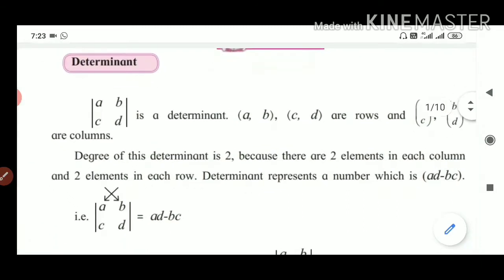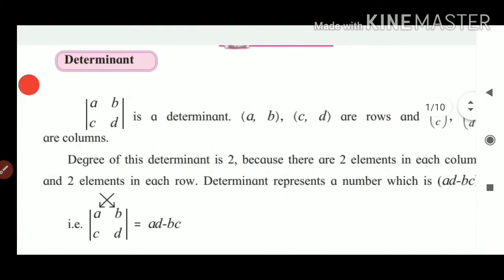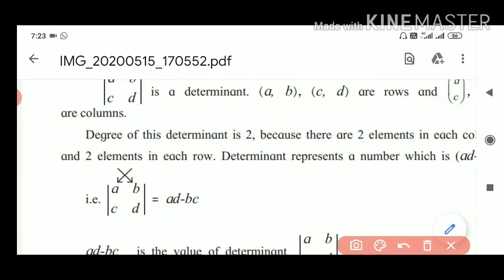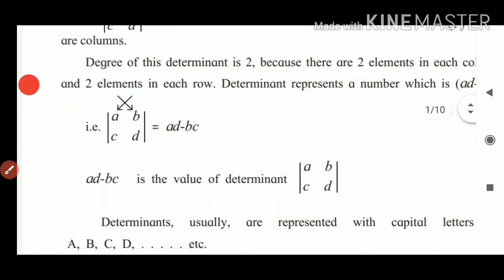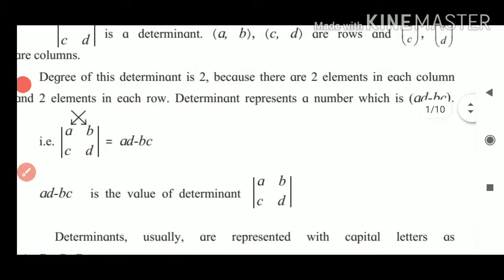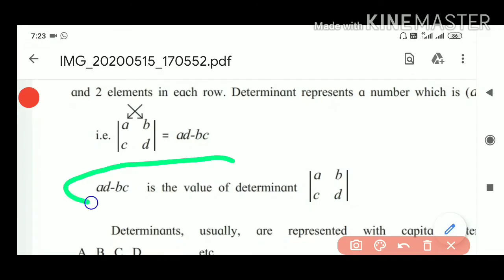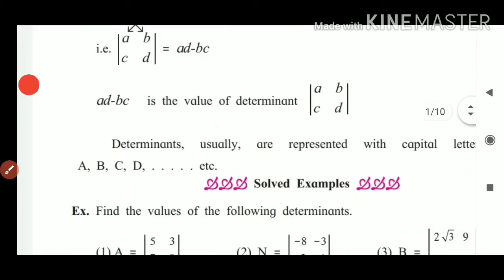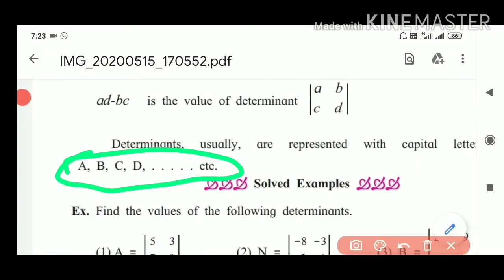Determinant represents the number AD minus BC. First we have to multiply AD and then BC. AD minus BC. Therefore the value of determinant ABCD is AD minus BC, or AD minus BC is the value of determinant ABCD. Determinants are denoted by capital letters A, B, C, D, etc.